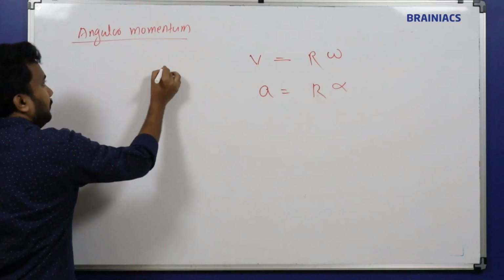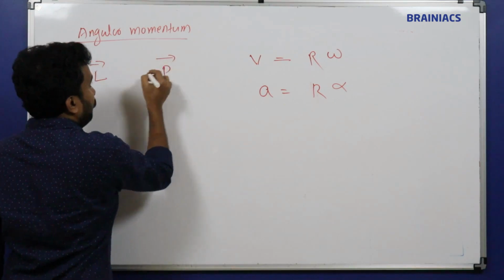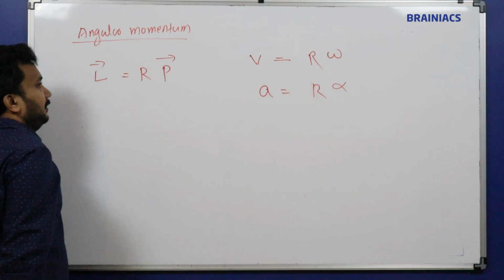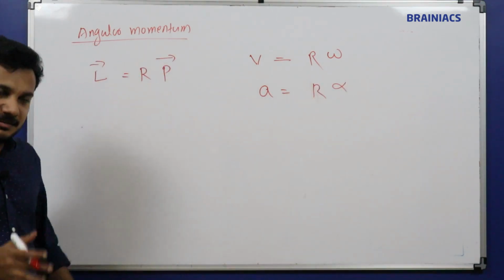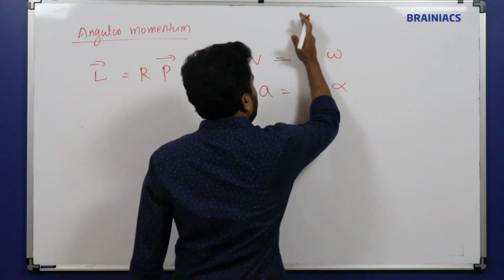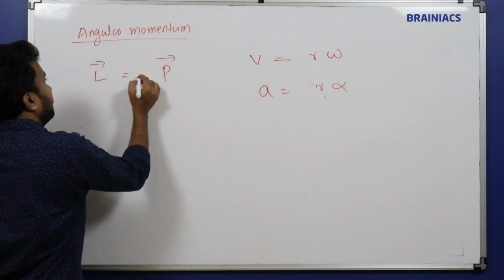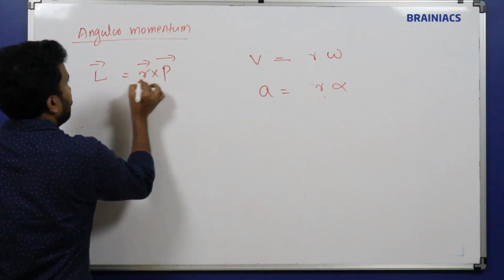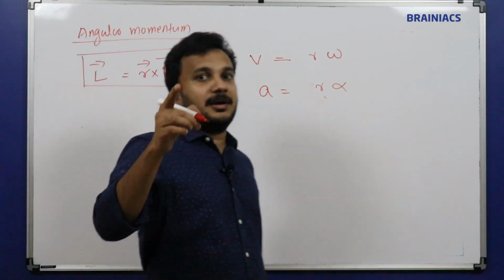What is the momentum? p. What do you want to get? Angular momentum. What do you multiply with? r. So r p. Normally we use a small letter instead of a capital letter. That is the convention followed in the NCERT book. So we'll use small letter r. So angular momentum is equal to r cross p.